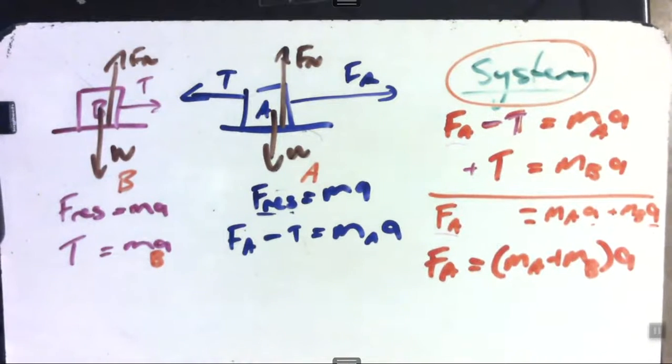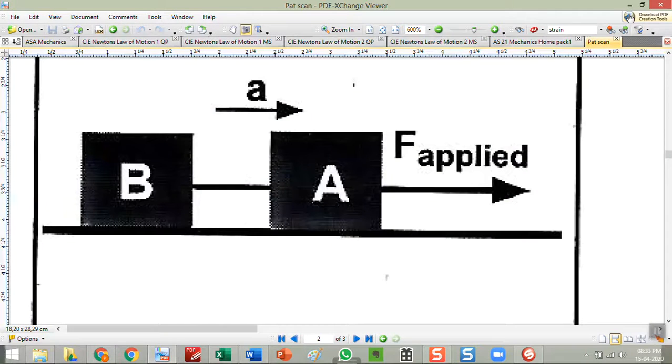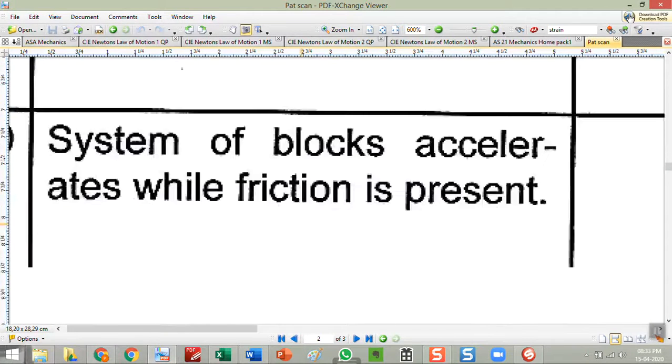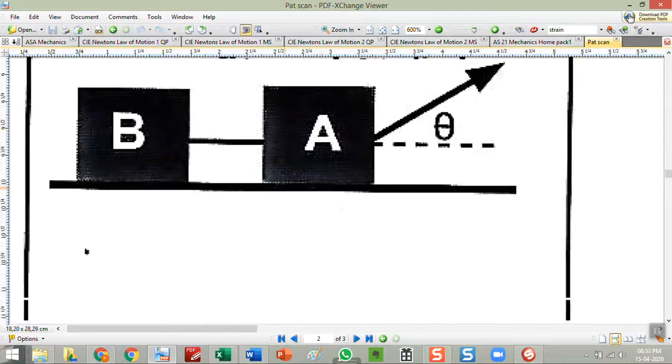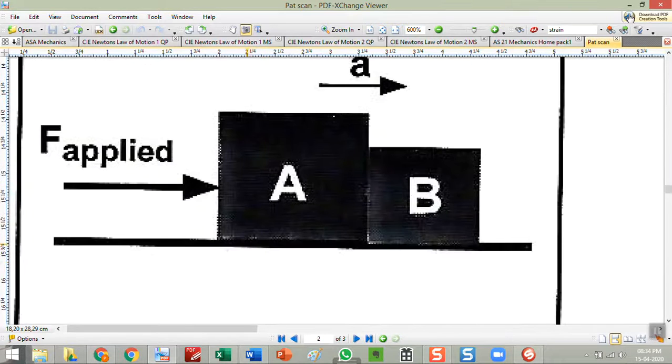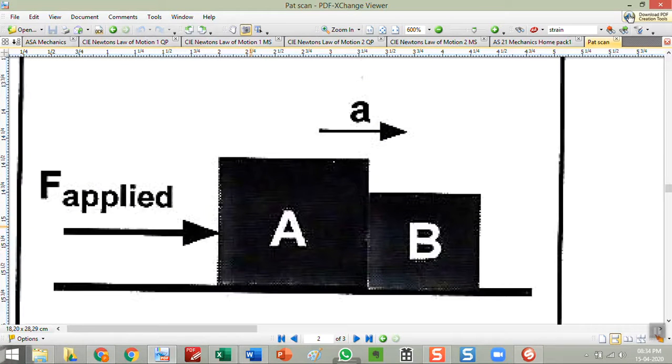Now the system questions can start looking different. You can have where there's friction. You can have where there's an applied force at an angle, and then you'll have components. Okay, you can have something like this where the two objects do not have a rope in between, but they have a contact force like Newton's third law forces between them, action, reaction.